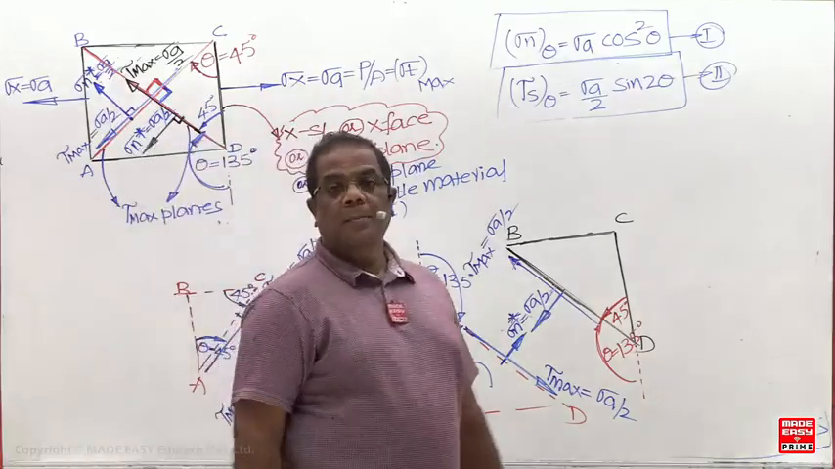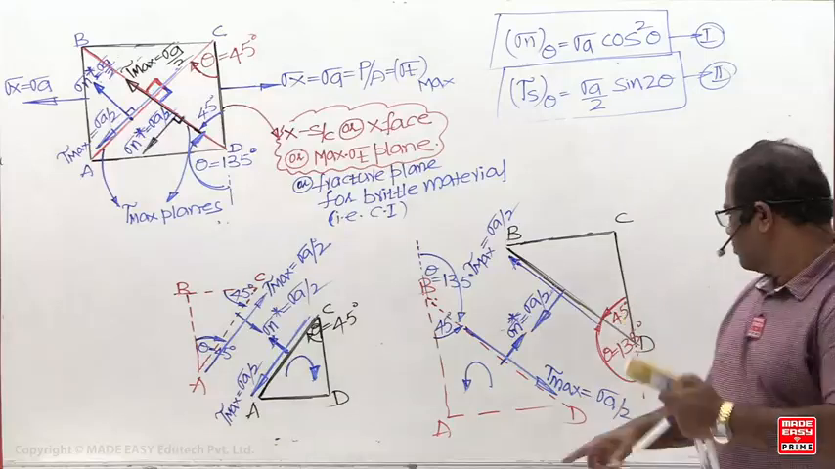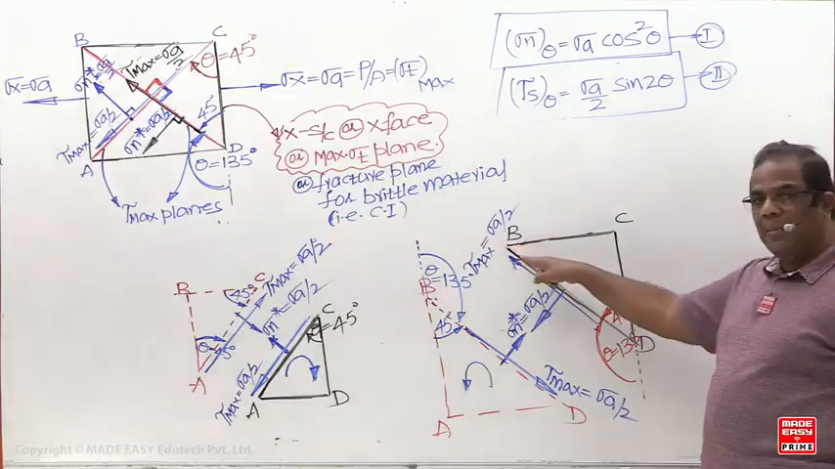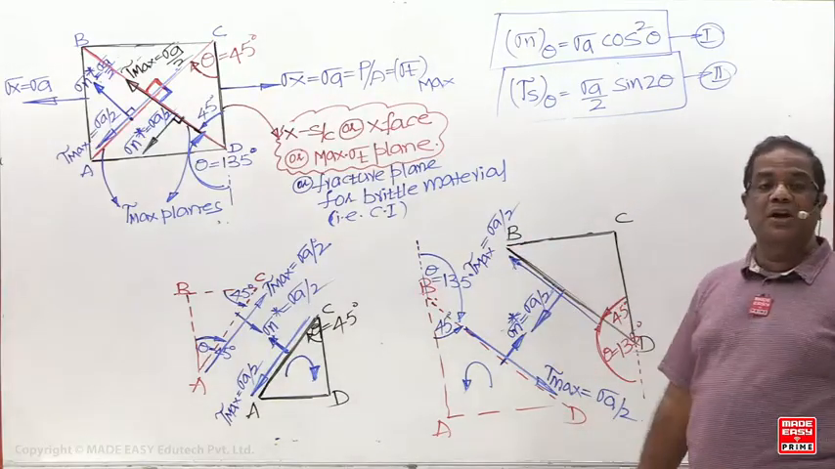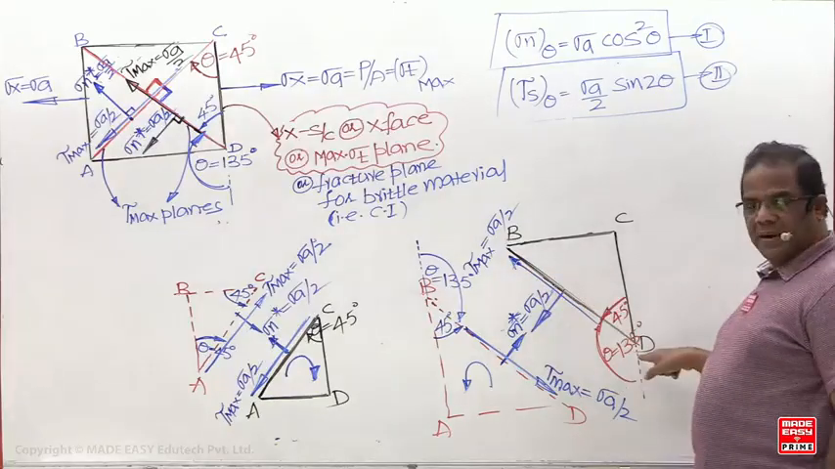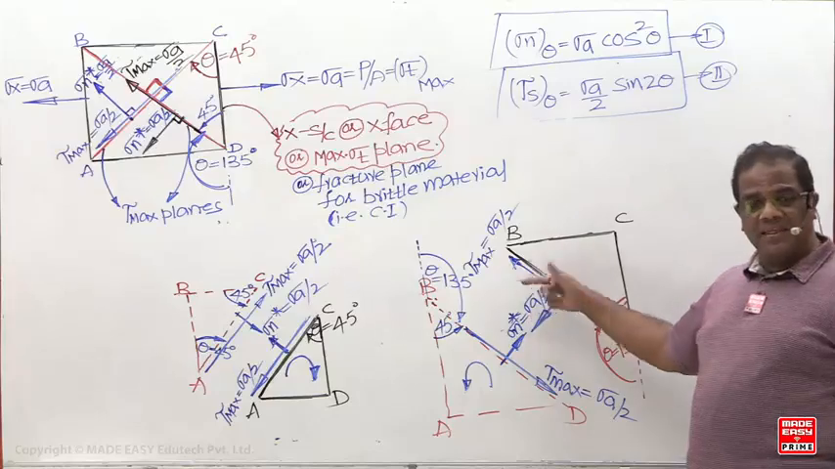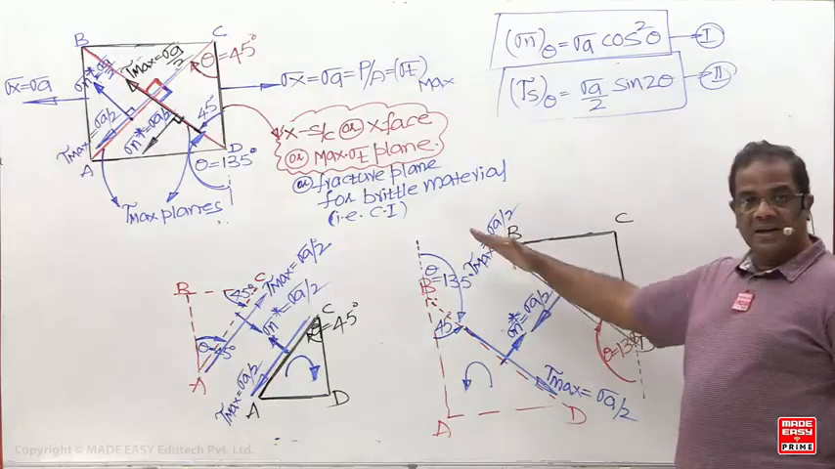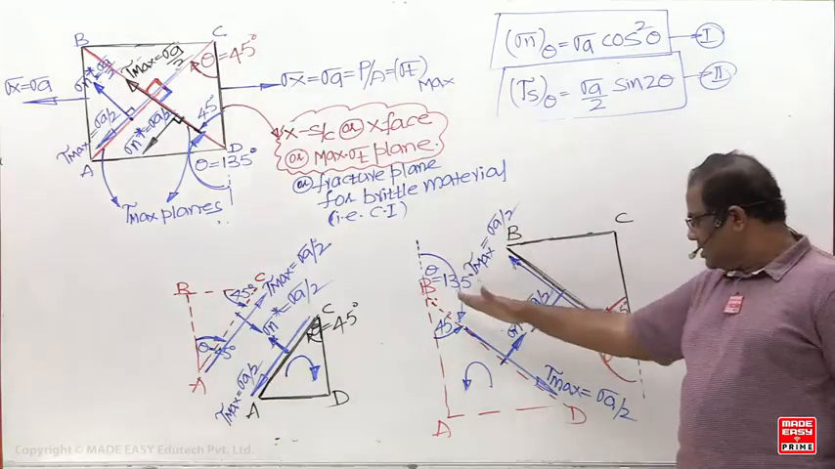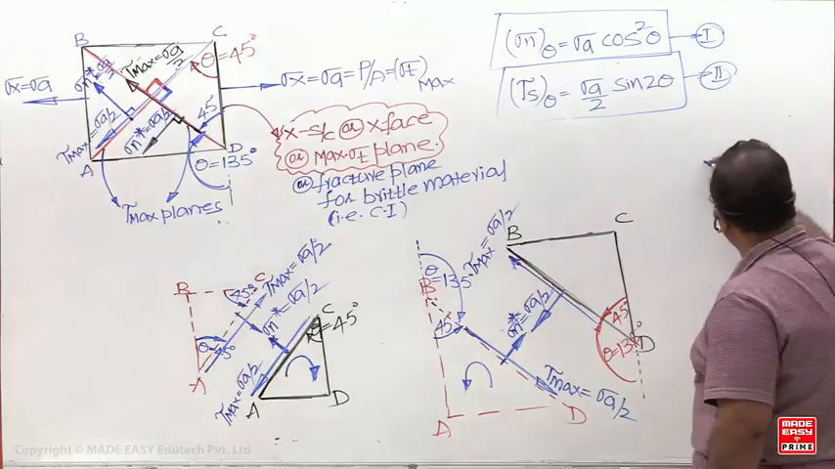A couple is what now? A couple is formed due to two equal, parallel, opposite forces. This stress multiplied by area gives you a force. This stress multiplied by the area of this plane, which you have taken as A dash, gives you a force. Resisting shear force upward, and resisting shear force downward. Now these two are forming a couple in the anti-clockwise direction.